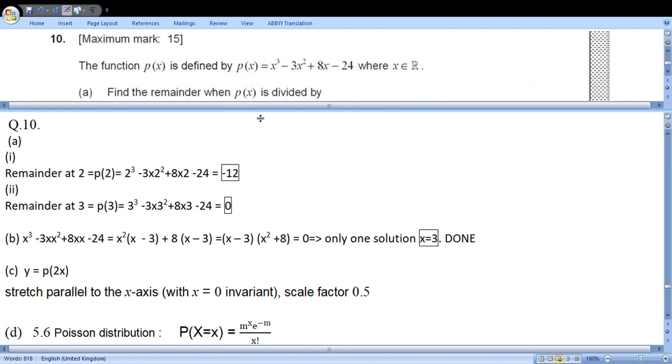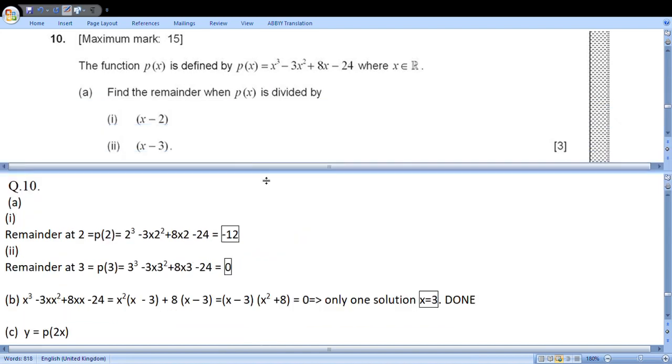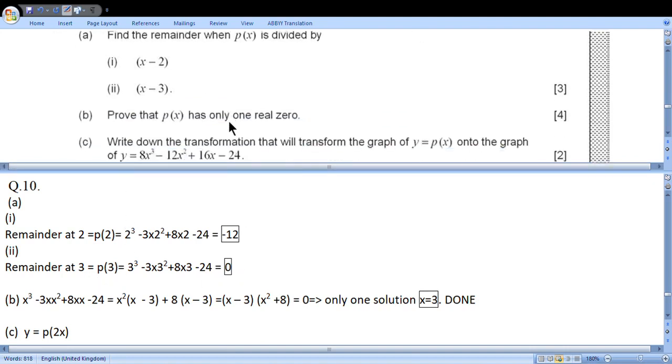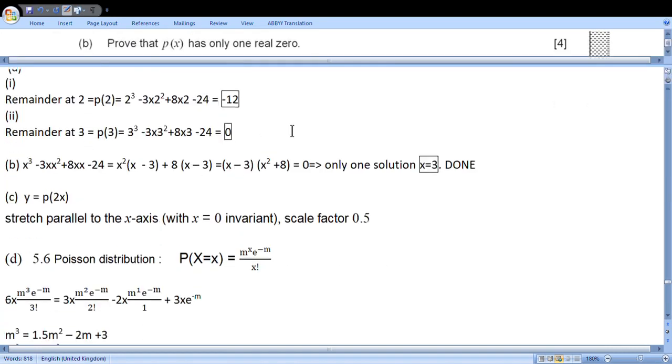Find the remainder when p is divided by x minus 2, x minus 3. The remainder at 2 will be the value of this function at 2, which is minus 12. The remainder at 3 will be, for part (ii), 0. Prove that p(x) has only one real zero.